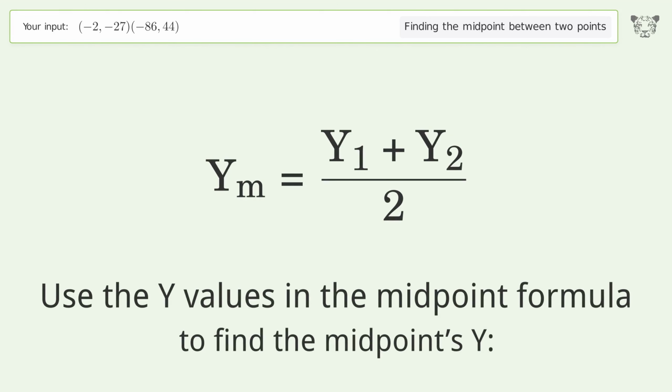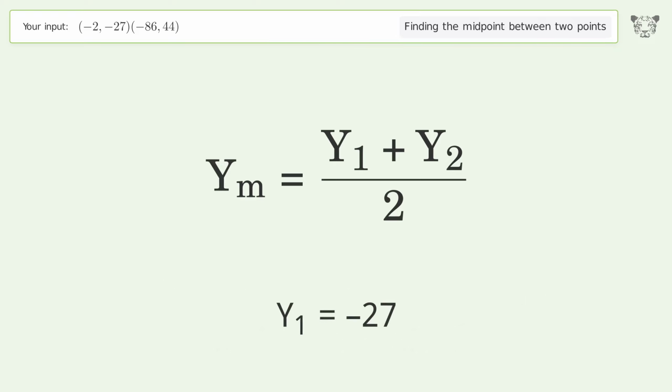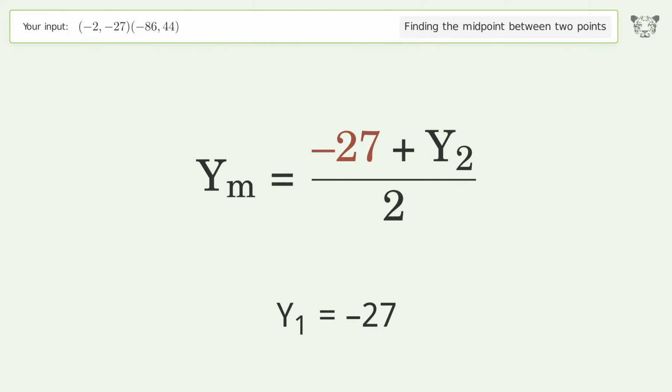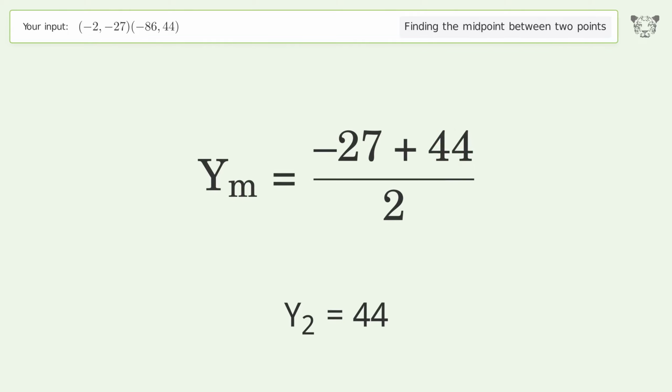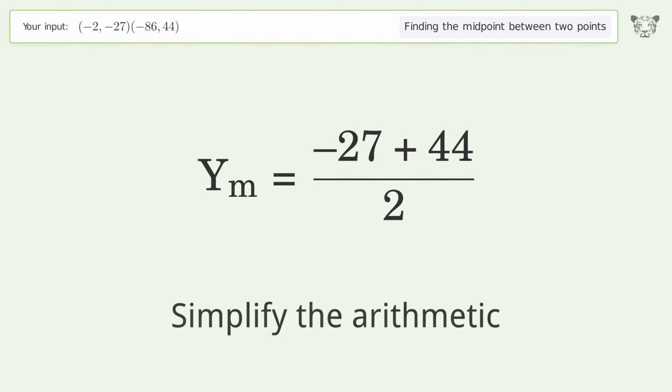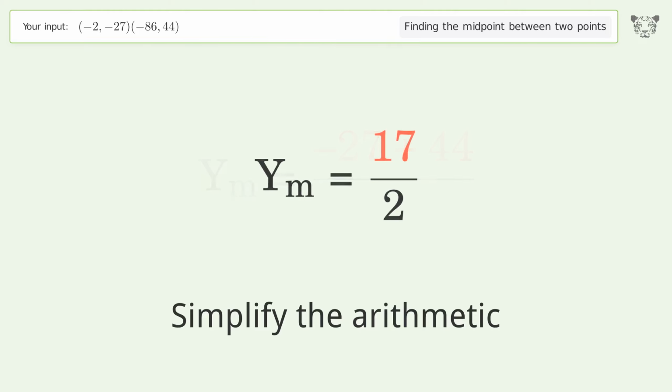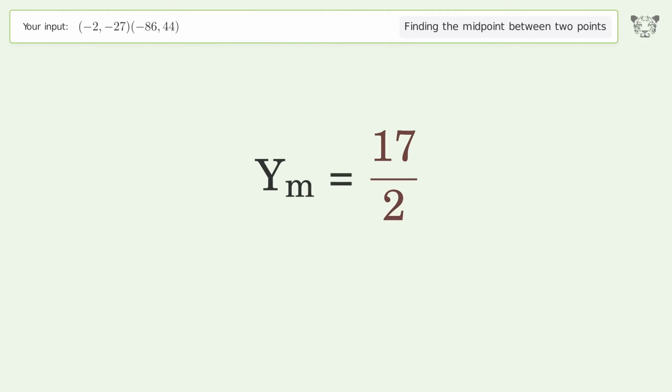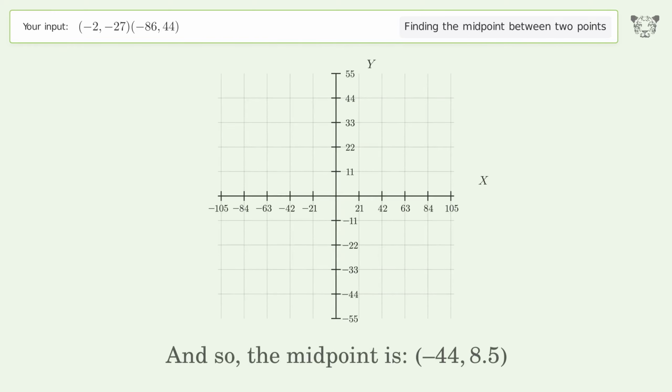Use the y values in the midpoint formula to find the midpoint's y. y1 equals -27. y2 equals 44. Simplify the arithmetic. And so, the midpoint is -44, 8.5.